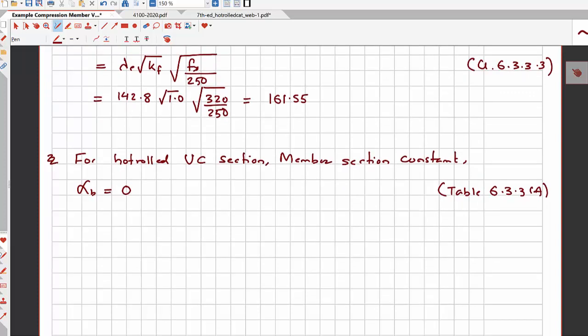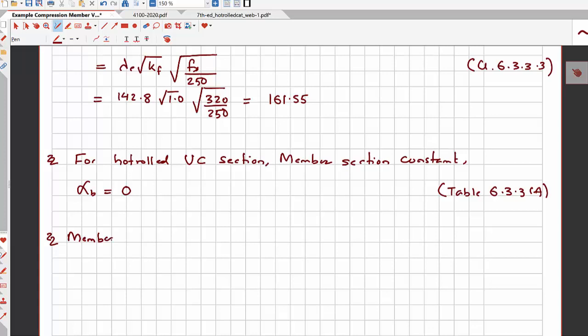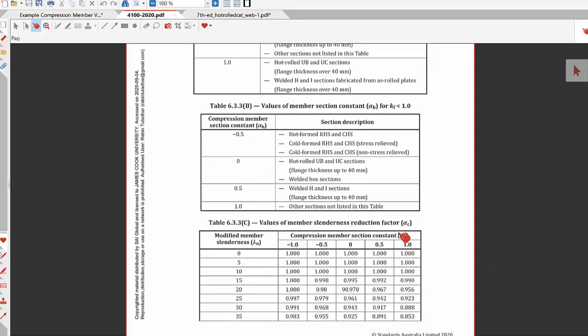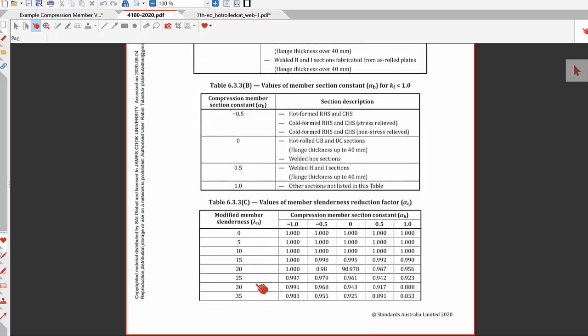Now once we have lambda n, the slenderness ratio, and alpha b, the member section constant, we can find alpha c, that is the member slenderness factor. So we have lambda n is 161.55, alpha b is 0. So look at AS4100 again, and we can see table 6.3.3C, and this is where we find the alpha C factor. We know alpha b is 0, and we have to find the corresponding lambda n, that is 161.55. So let's go down.